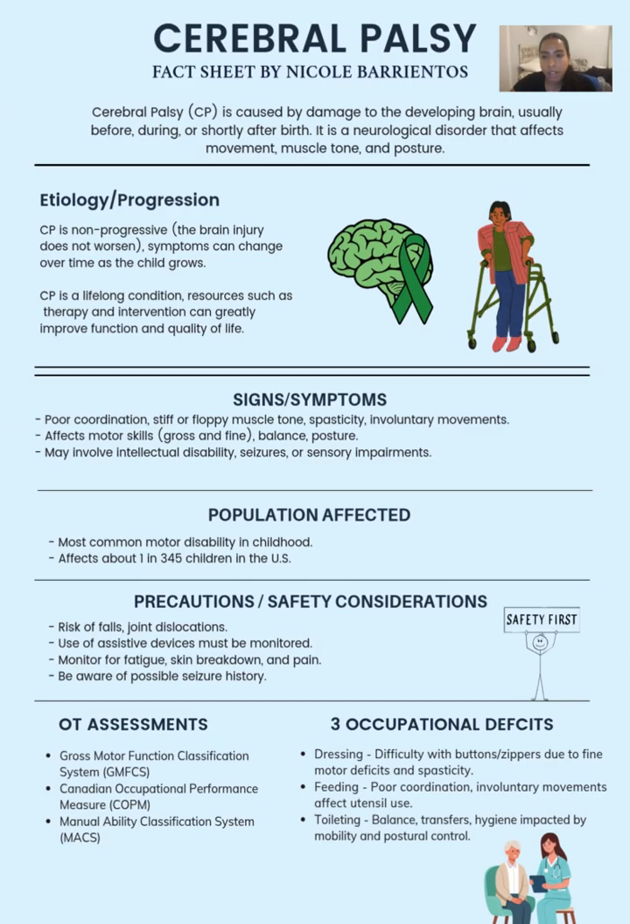There are three occupational deficits that can commonly be seen, including dressing, feeding, and toileting. Dressing can be an occupational barrier due to the difficulty with fine motor skills to perform buttoning and zippers due to the fine motor deficits and spasticity. Feeding can also be a difficulty due to the poor coordination and involuntary movements that may affect the utensil use. Lastly, toileting can be difficult due to balance, transfer, height, and hygiene impacted by mobility and poor postural control.